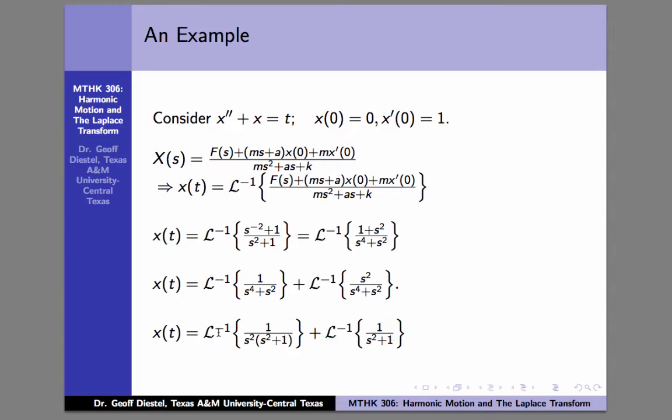For this first term, though, we have a product of two functions that are simpler. 1 over s squared times 1 over s squared plus 1. So this is where we could use our convolution formula, like we did when we discussed how to compute inverse Laplace transforms. We had to compute a convolution. We could do that here, but you can also use another method, which I want to show you, which is called the method of partial fractions, to rewrite this product as a sum of simpler things, or difference.